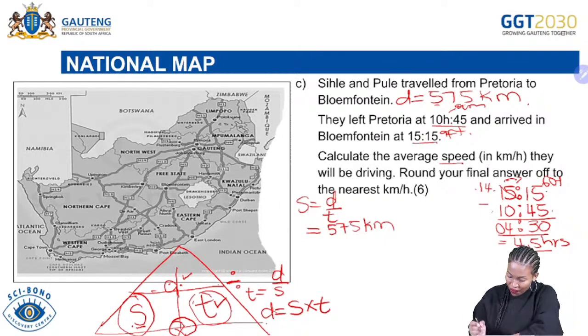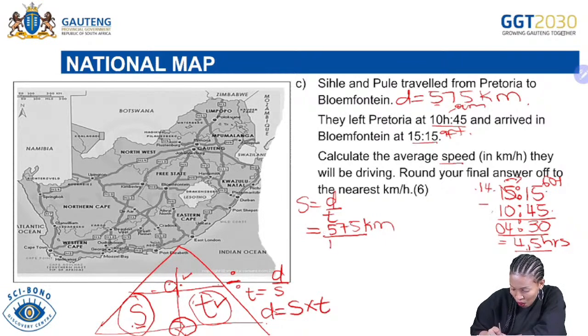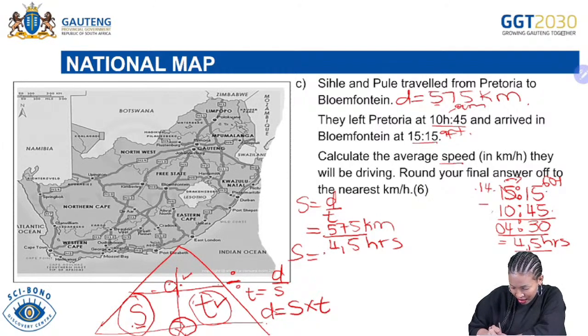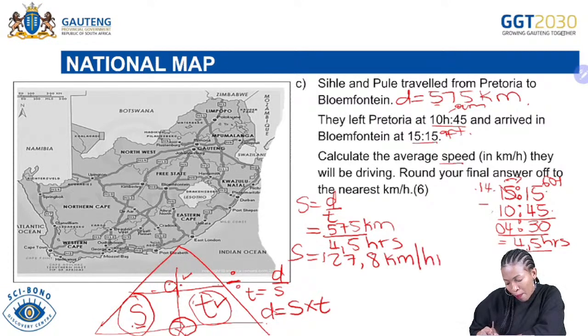So it's 575 kilometers divided by, what is our time? It is 4,5 hours. So you take your calculator, and then we say 575 divided by 4,5. What is the answer? It is 127,8. Remember, this is what? This is kilometers per hour.